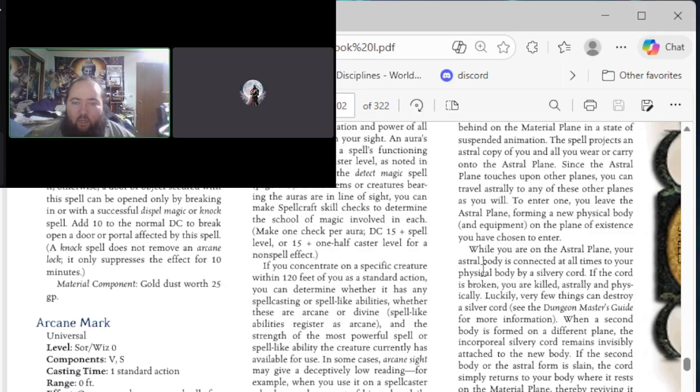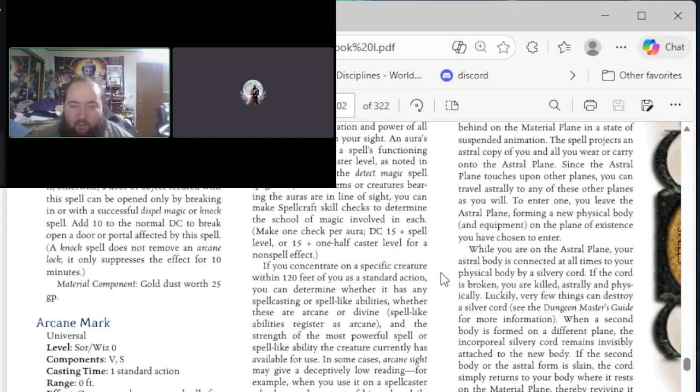If you concentrate on a specific creature within 120 feet of you as a standard action, you can determine whether it has any spellcasting or spell-like abilities, whether they are arcane or divine. Spell-like abilities register as arcane. You also learn the spell strength of the most powerful spell or spell-like ability the creature currently has available for use.